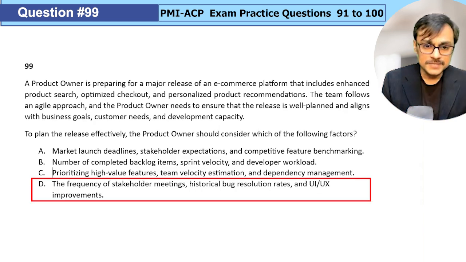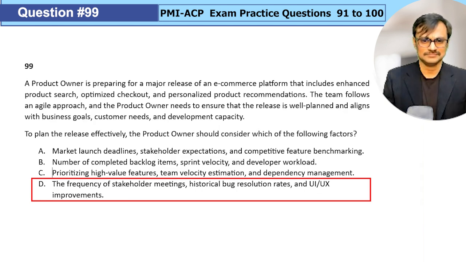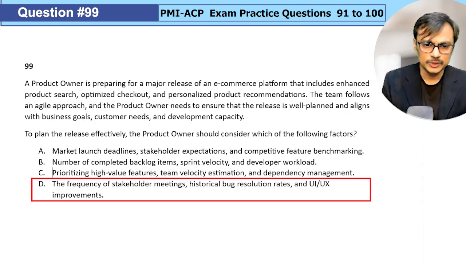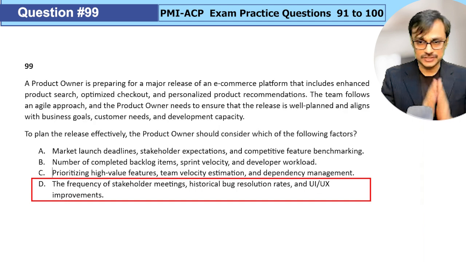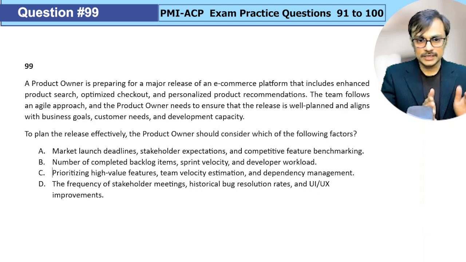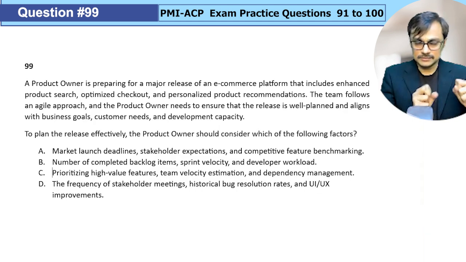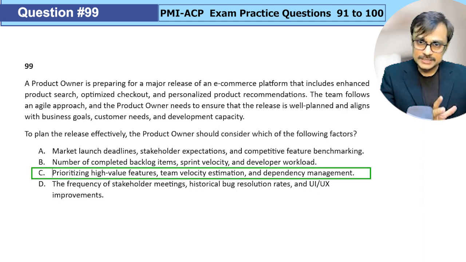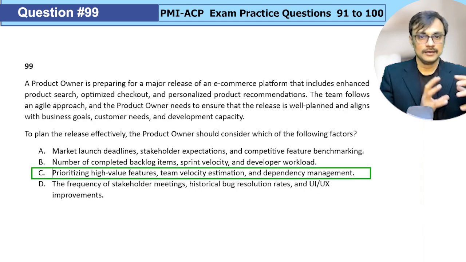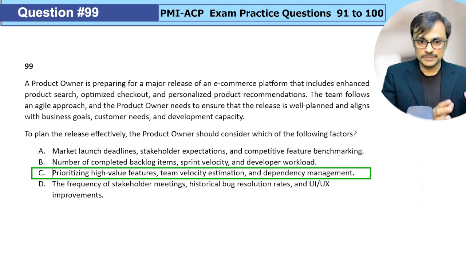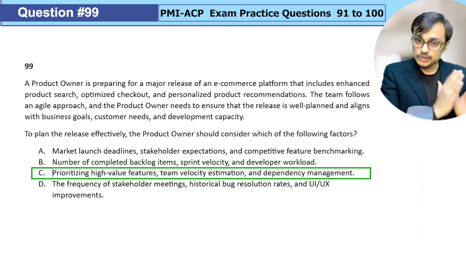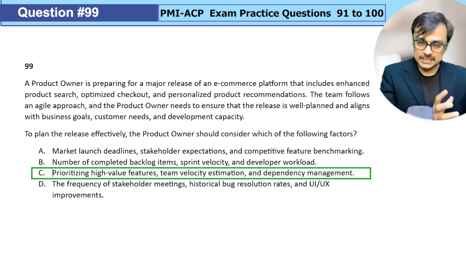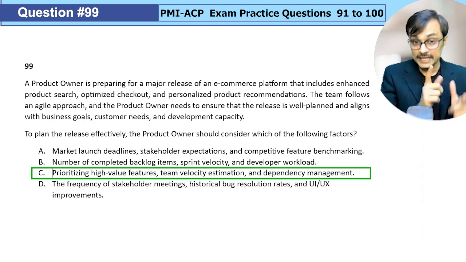Option D, the frequency of stakeholder meeting, historical bug resolution rate, and UI UX improvement. Doesn't make much sense. So if I have to consider things very clearly, I need to have a prioritized estimated backlog, which tells me what all will go into release. I need to have a release goal and a prioritized estimated backlog, which tells me what all will be needed in order to achieve a release goal.